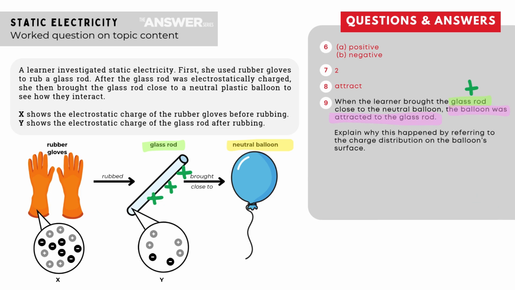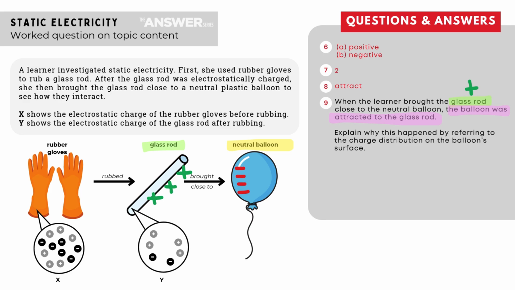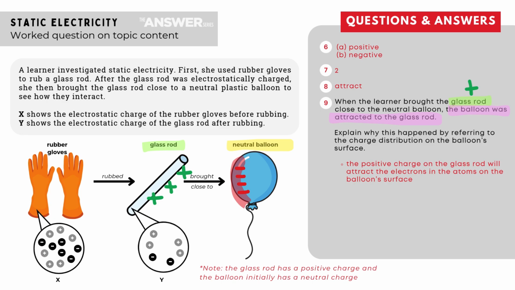Now the question states that the balloon ended up being attracted to the glass rod. We know that unlike or opposite charges attract each other, so that would mean that the side of the balloon that's being attracted to the positive glass rod would have to have been negative. So how does this side of the balloon closest to the glass rod get this overall negative charge? And the answer is through the electrons in the atoms of the balloon's surface. The positive charge on the glass rod attracts the electrons in the atoms of the balloon's surface. This causes the electrons to accumulate on the side closest to the glass rod.